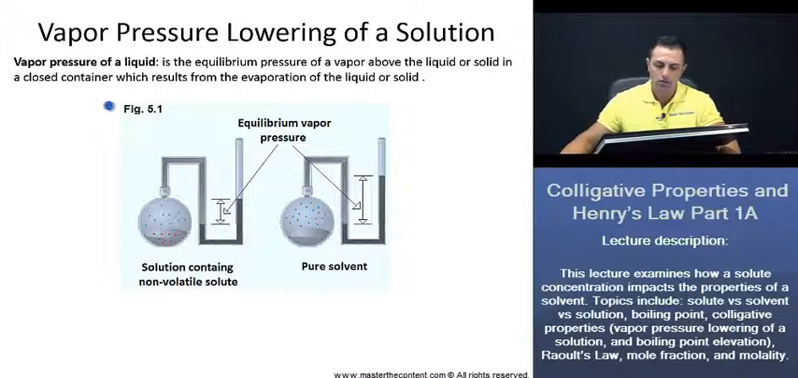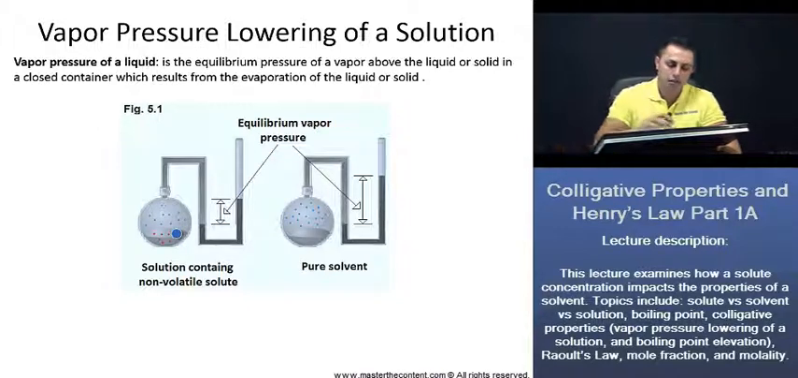Now, if we take a look here at figure 5.1, we can look at our manometers to discern vapor pressure. If we take a look at the flask on the right, we see here that we have pure solvent, and that the vapor pressure for the pure solvent is larger relative to the solution containing a non-volatile solute, where the vapor pressure is lower, and that is due to the non-volatile solute present within the solution.